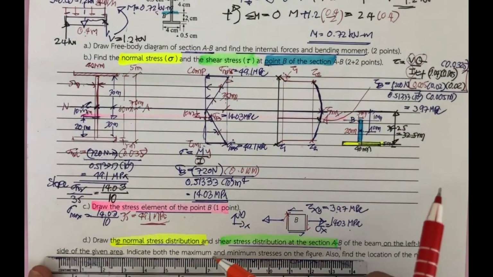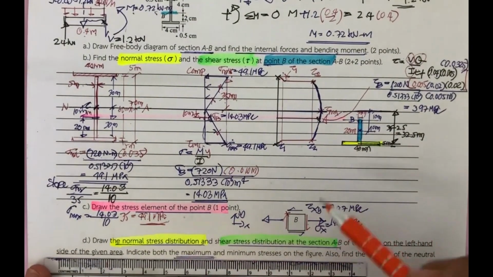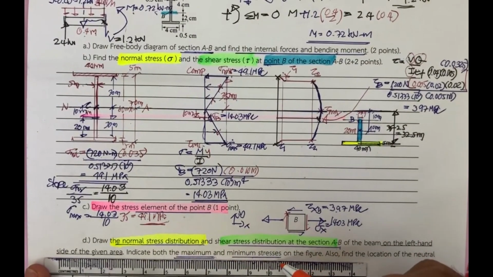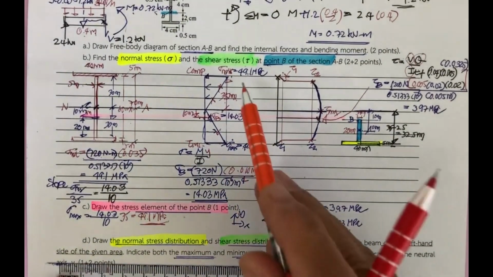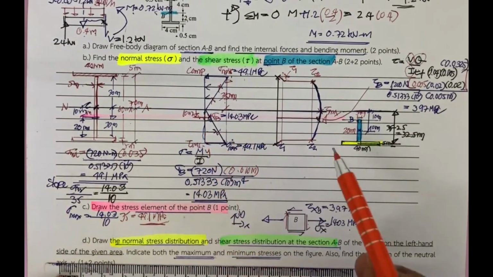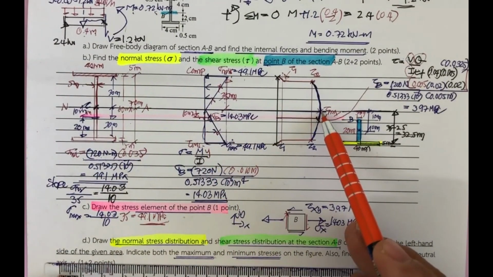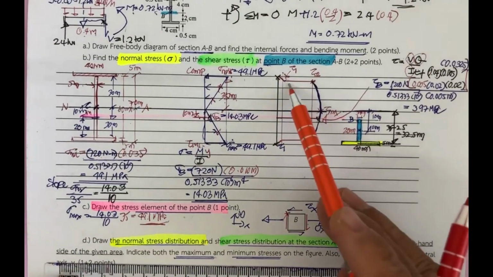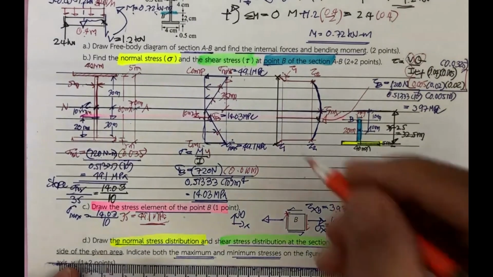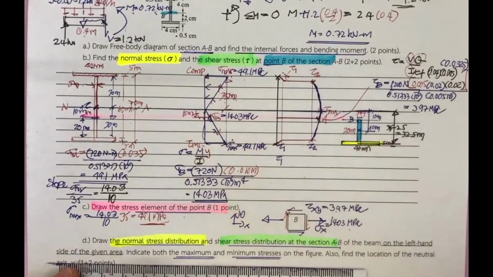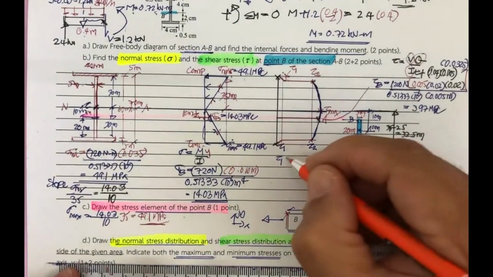Okay. By doing this, they ask us to indicate the stress, okay, maximum and minimum. For this one, the maximum is here. Even though you know the maximum, you still find the tau sub 1 and tau sub 2. Let us start by finding the tau sub 1. Tau sub 1 is what?